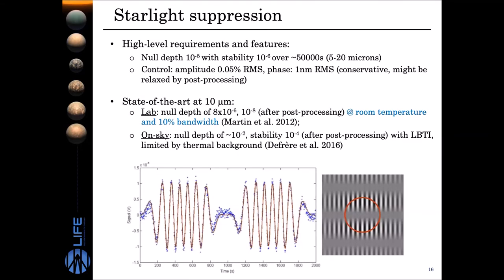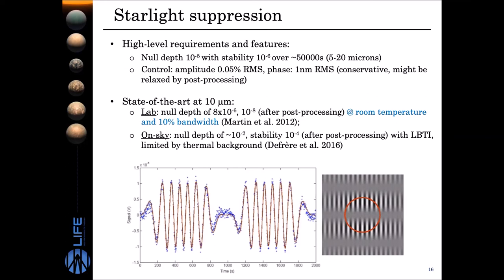Now I'm going into the next technology requirement, which is starlight suppression. Roughly, the high-level requirements on the stability of the instrument would be to reach a null depth, so a contrast, of 10 to the minus 5 with a stability of 10 to the minus 6 over 50,000 seconds, which is more or less 15 hours, over the whole bandwidth, something like 5 to 20 micron. And this puts huge constraints on the control of the array.